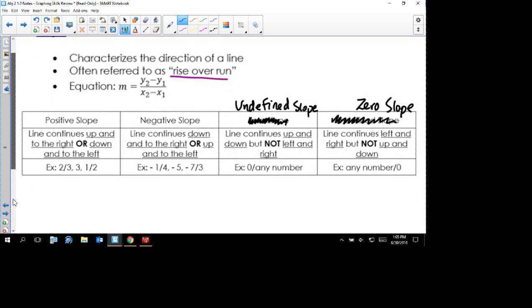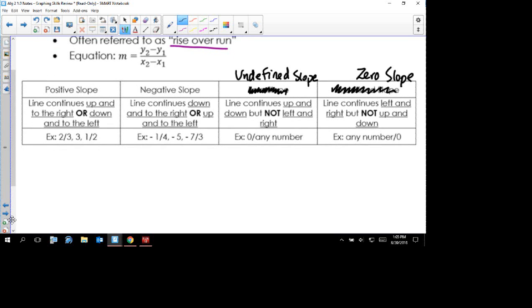Positive slope. The line goes up. Just like you read left to right, the line's going up. I like to think, just like you're reading, positive slope is going to go up, left to right. Negative slope, the way that you read left to right, goes downhill. Positive goes uphill, negative slope goes downhill.